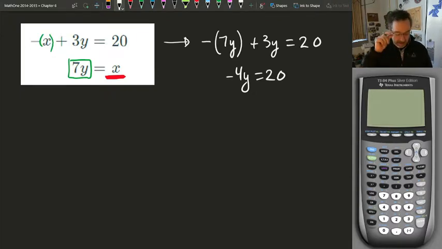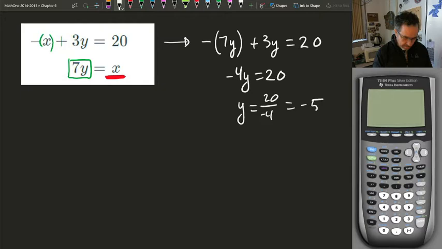What I'm going to do now is divide both sides by negative 4. And when I divide by negative 4, I get that y is 20 over negative 4, which is the number negative 5. So I now know what y is, right? Y is negative 5. To complete this problem and get my solution, I need to find out what x is. I know that these two lines are going to meet where y is equal to negative 5. But what about the x?